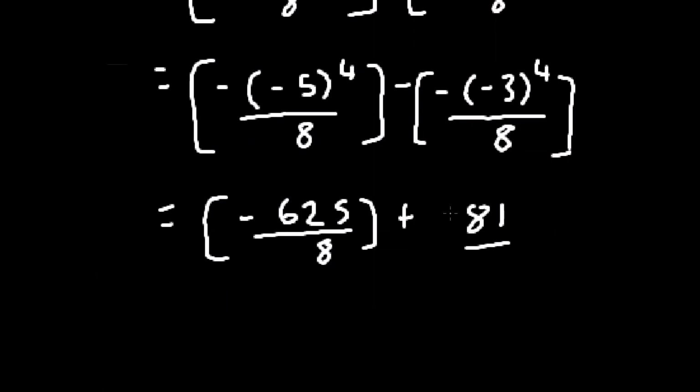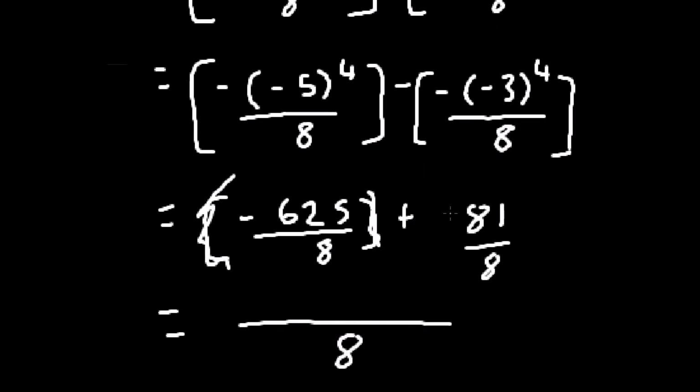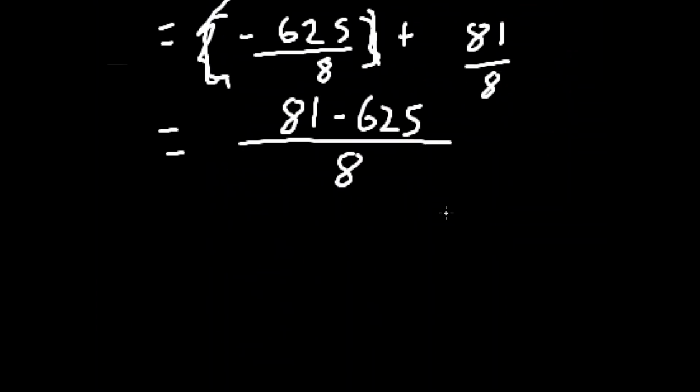And that's all divided by 8. And so we can put that all together, remove the brackets here, and we can say it's all divided by 8, and that's 81 minus 625. Okay, the math here is pretty insane, so let's figure it out.